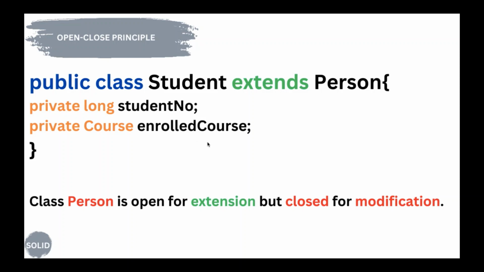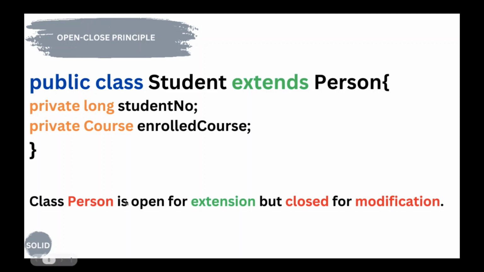Then a professor extends a person, but then they would have an employee number and a major course that maybe they are teaching, and something like that. So you can add more to different types of persons, and that's what we mean here.